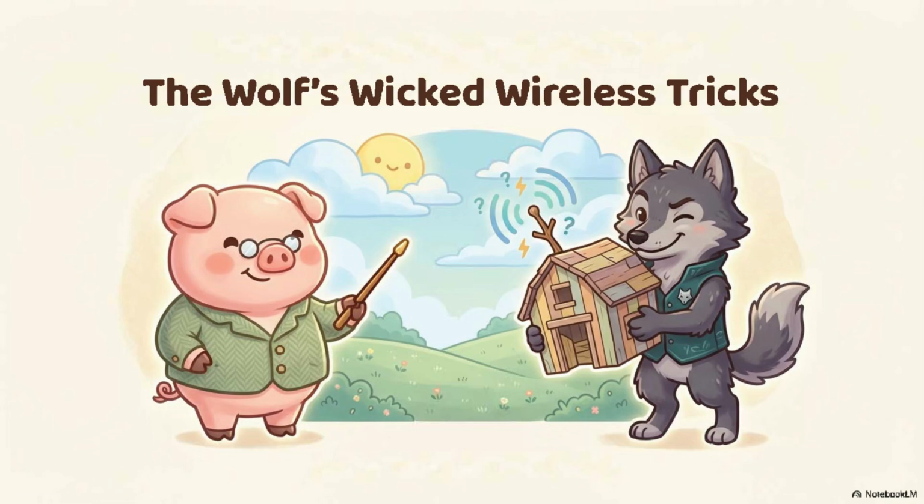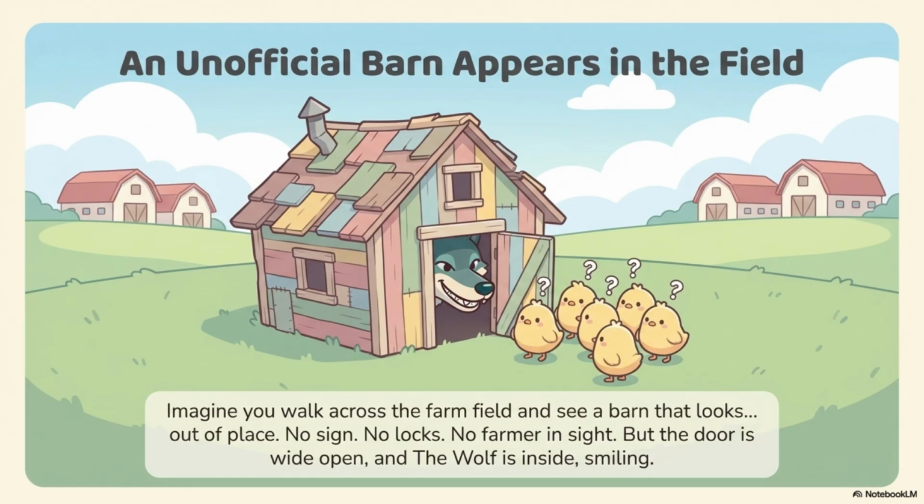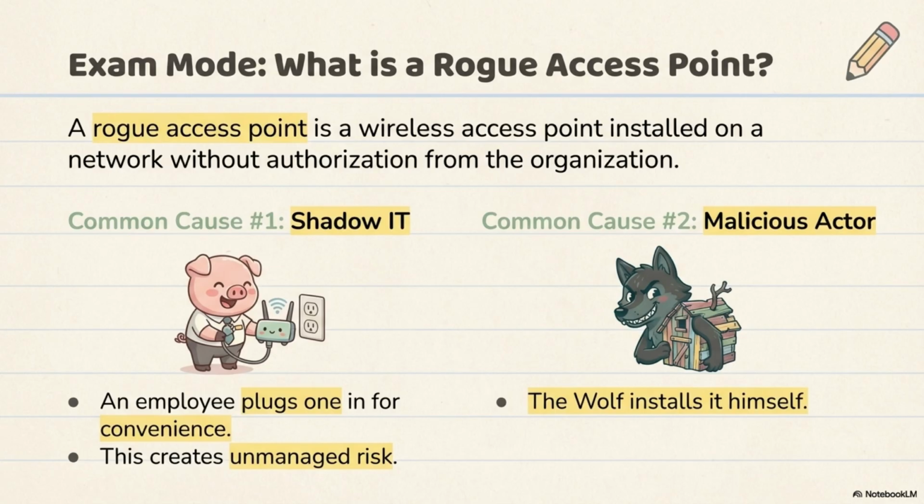We continue our tour of wireless attacks, and now the wolf stops knocking on the barn door. He brings his own barn. Let us talk about rogue access points. Imagine the farm again. You walk across the field and see a barn that looks unofficial. No sign, no locks, no farmer in sight, but the door is open. The wolf is smiling. Exam mode.